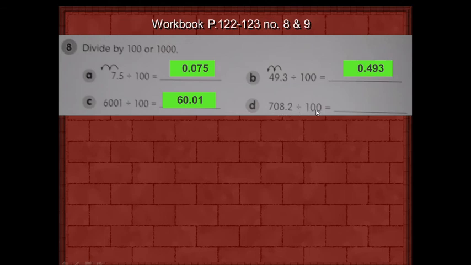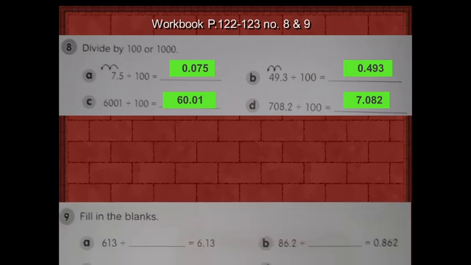And 8D, 708.2 is divided by 100. So start from here. Move to the left 2 times. 1, 2. So the decimal point is between 7 and 0. So the answer is 7.082. Now go on to number 9.